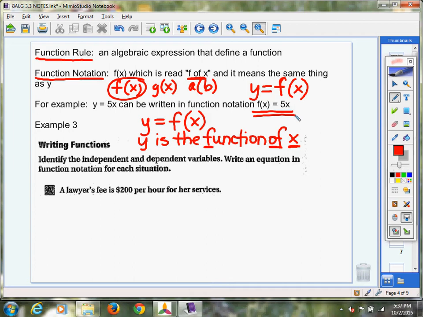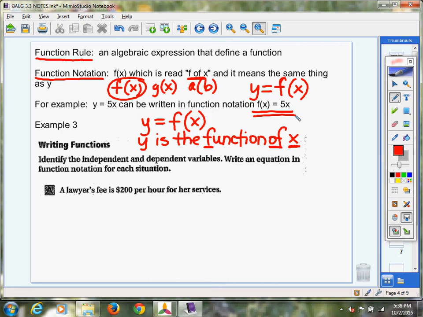All right, so let's look at example 3. Writing functions. Identify the independent and dependent variables. That's going to be important, because that'll tell us which ones are x and which ones are y. And then we're going to write an equation in function notation for each of the situations given. Okay, so we're looking at letter A, and here's our situation. A lawyer's fee is $200 per hour for her services.